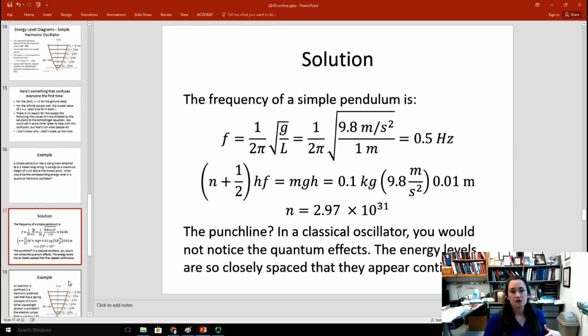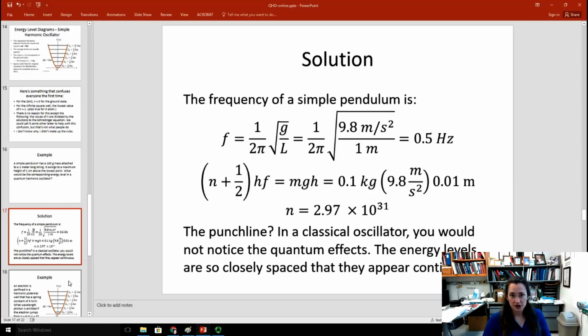So the frequency of a simple pendulum is 1 over 2 pi times the square root of g over L. You should have learned this in your introductory physics class, but if not, there's a lot of hyperphysics websites that'll help you out. Now g here is the acceleration due to gravity at sea level, which is 9.8 meters per second squared, and L is the length of the string, which is 1 meter.